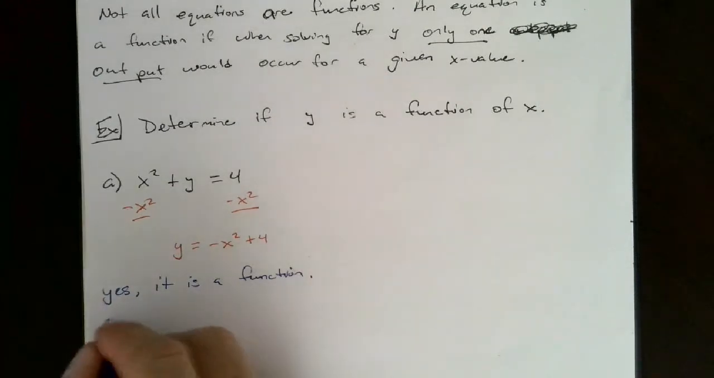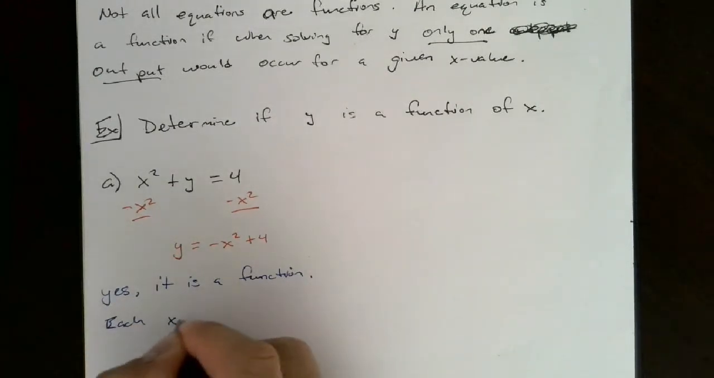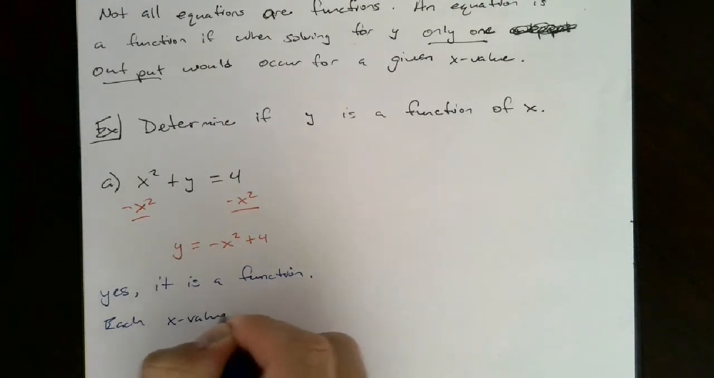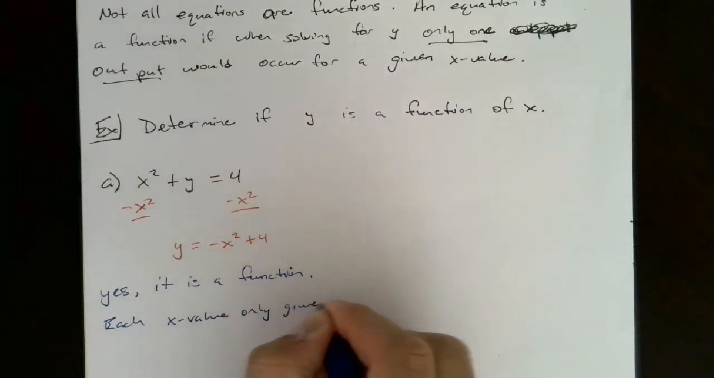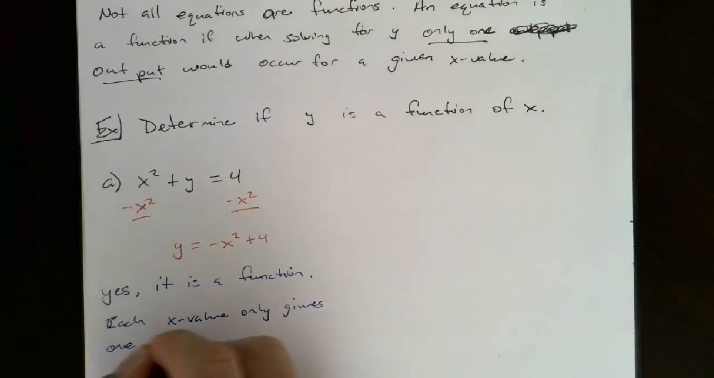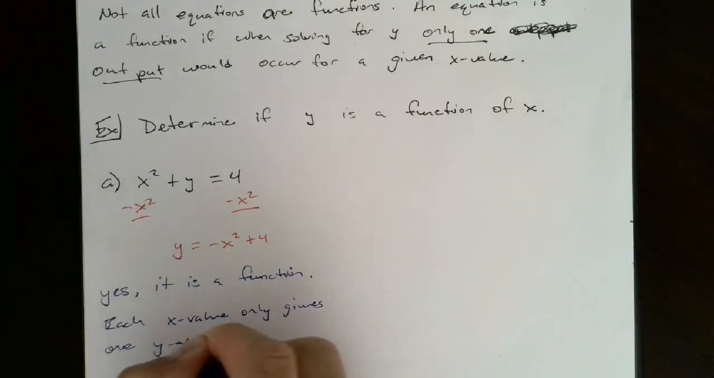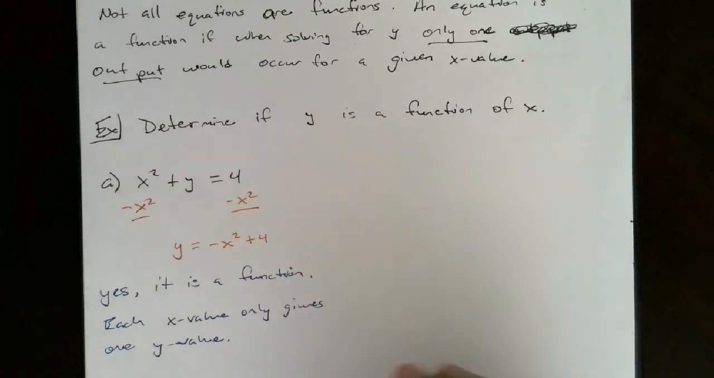Each x value only gives one y value, because when you substitute into this, you only get one answer out for each x value.